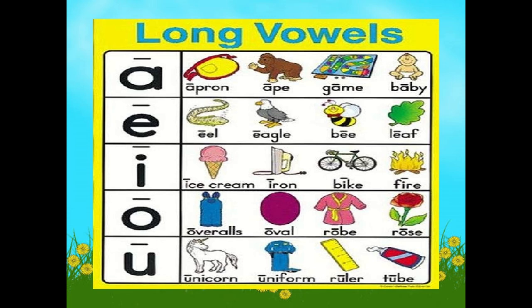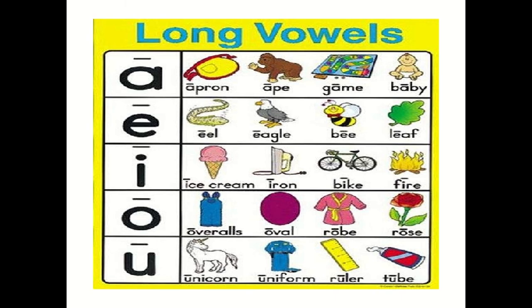Before that, let us first have a revision on the 5 vowels. As you all know, there are 5 vowels. And these vowels are your A, E, I, O, and U.